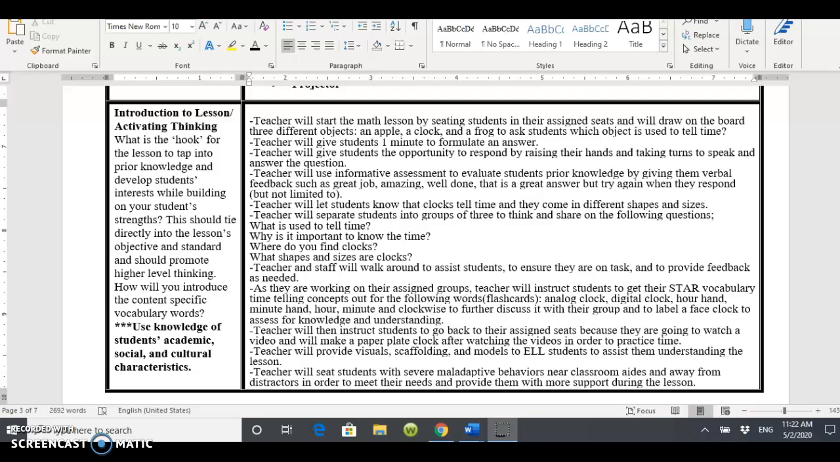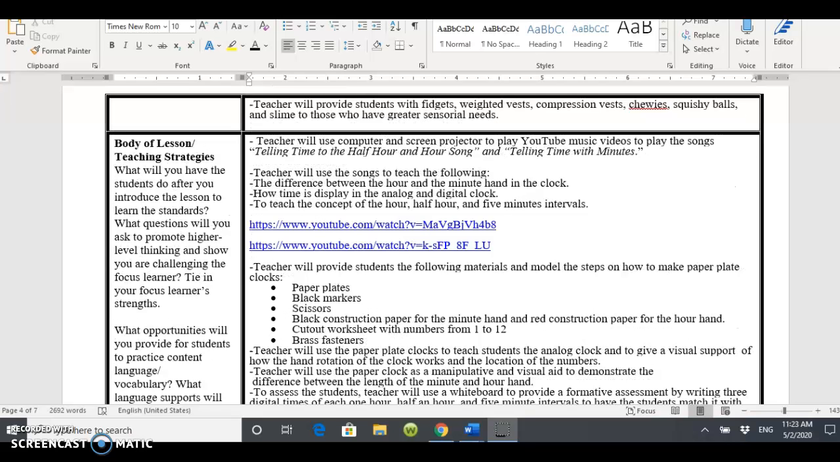Teacher will seat students with severe maladaptive behaviors near classroom mates and away from distractors in order to meet their needs and provide them with more support during the lesson. Teacher will provide students with fidgets, weighted vests, compression vests, chewies, squishy balls, and slime to those who have greater sensorial needs.